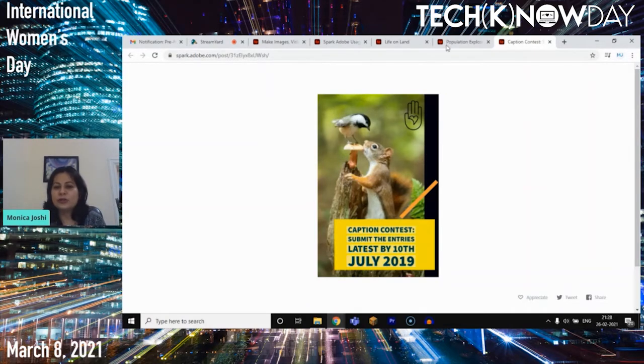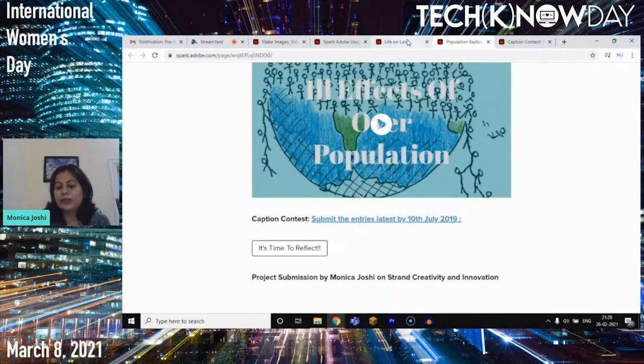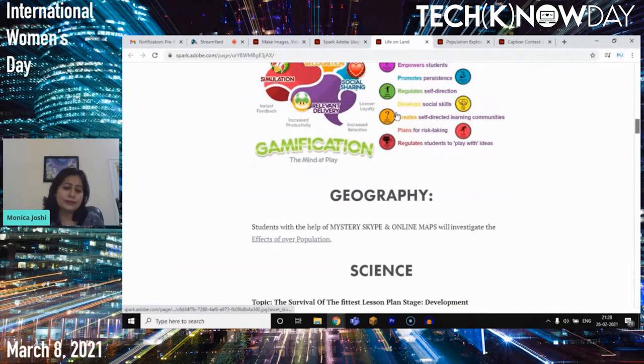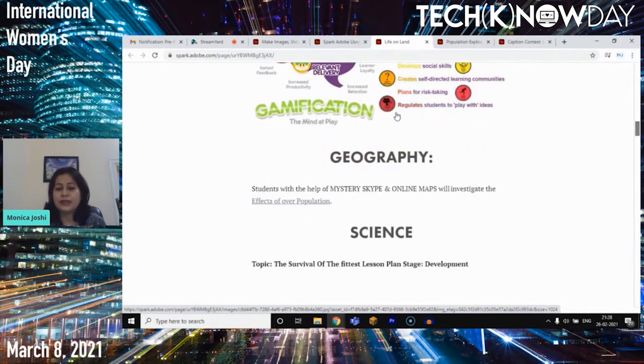So this was a picture which was given for an interesting game-based evaluation. This poster was given so that the children can submit a title for the poster. So you see, in geography, English is also involved when you have to submit the caption of the picture. I come back to the previous presentation.